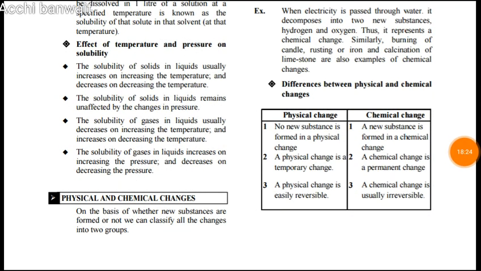And physical and chemical changes we will do in the next part, the third part. Bye bye.